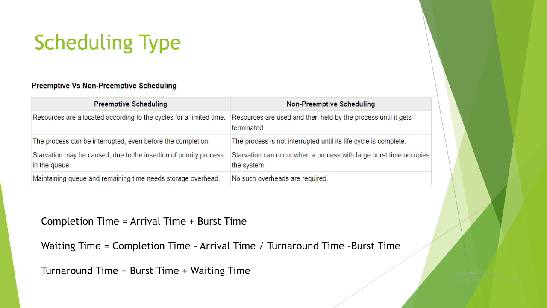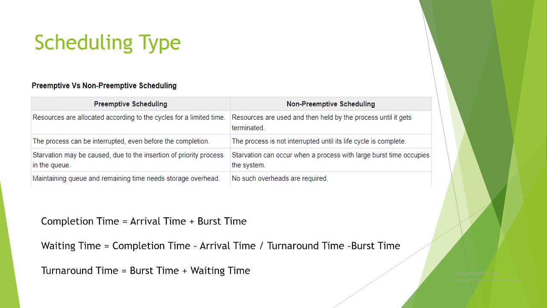What is the equation of the completion time? Arrival time plus burst time. Now what is waiting time? A process needs to wait in the process queue before execution starts, and in execution while it gets preempted. So what is the equation of the waiting time? Completion time minus arrival time. So waiting time is basically the time difference between when the process arrives and when the process finishes its completion time or finishes its burst time.